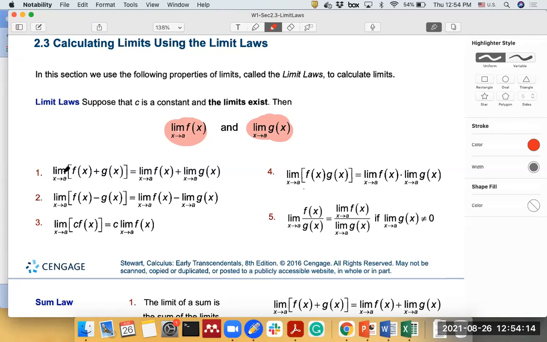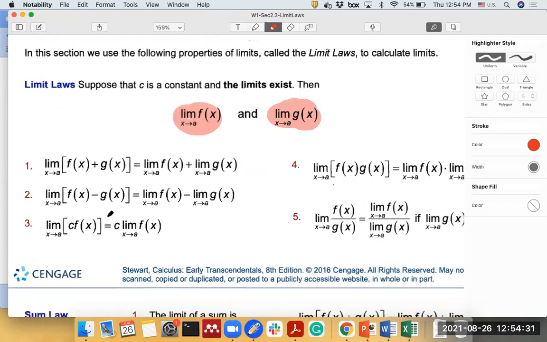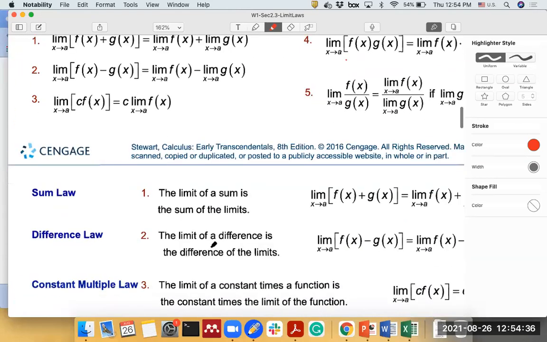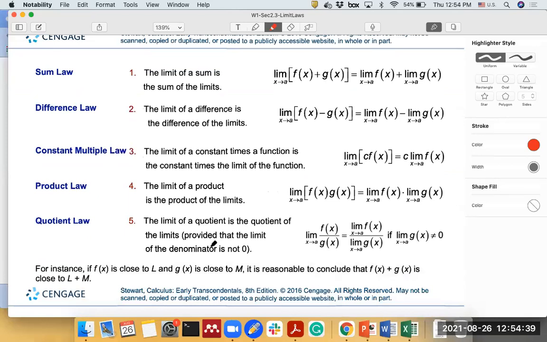The limit of a sum of two functions is equal to the sum of the two limits. Second one, the limit of a difference will be the difference of limits. In the next slides, I will show you the verbalization of this and the notation. The third law, the constant multiple law: the limit of a constant multiplied by a function will be that constant multiplied by the limit of the function.